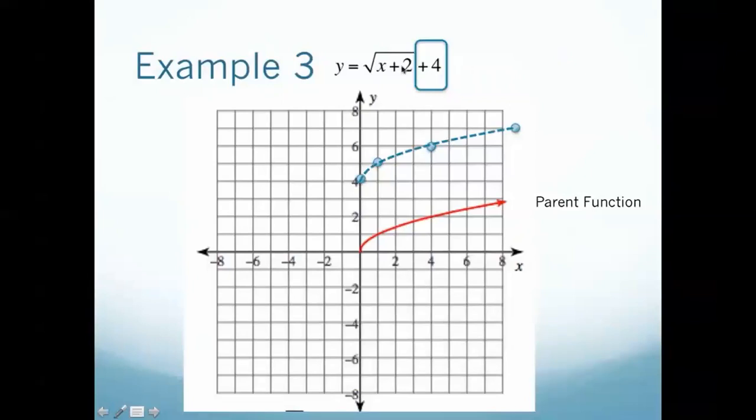Now we want to look at the other information in the equation, which is the +2. And that +2 right there is going to shift all the points to the left 2. And this would be your final answer since we've taken care of all the numbers in the equation.